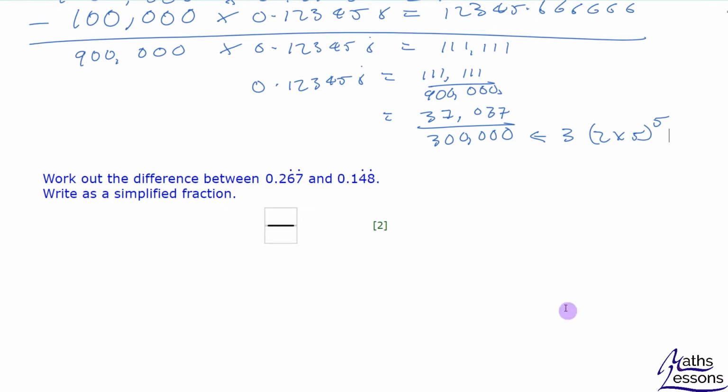Okay, so try and work out the difference between these two decimals and write as a simplified fraction. Again, I'm going to give you 3 minutes because this one's another slightly tricky one.